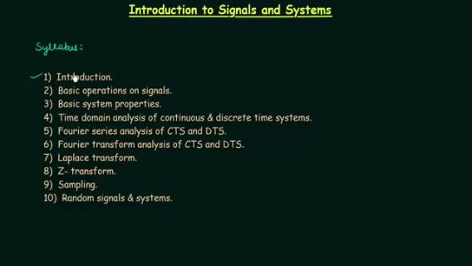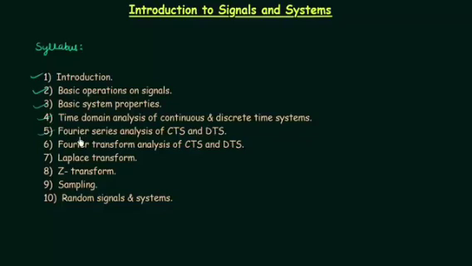The first one is the introductory part, in which we have to deal with a few basic definitions and classification of signals and systems. The second part is the basic operations on signals. In this part, we will perform basic operations like scaling, shifting, integration, differentiation, etc. In the third part, we need to learn the basic system properties like static, dynamic, causal, non-causal, etc. The fourth part is the time domain analysis of continuous and discrete time systems.